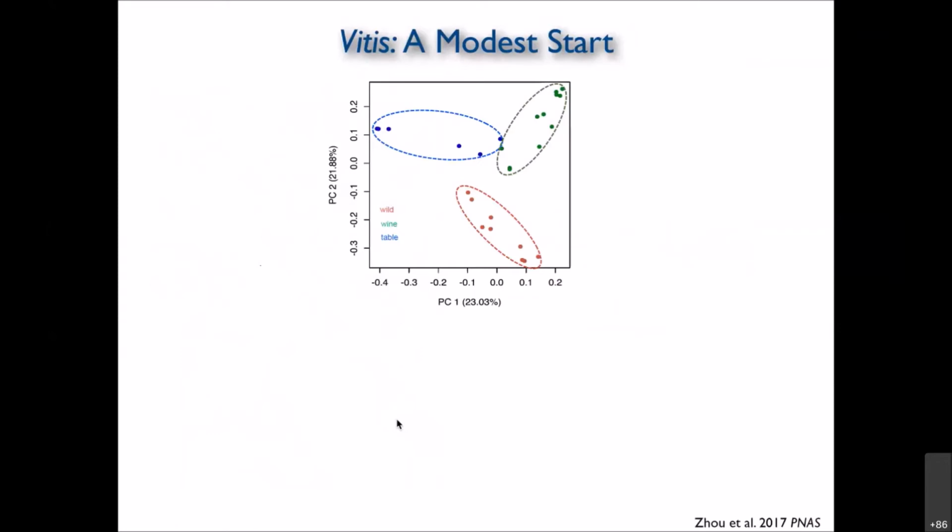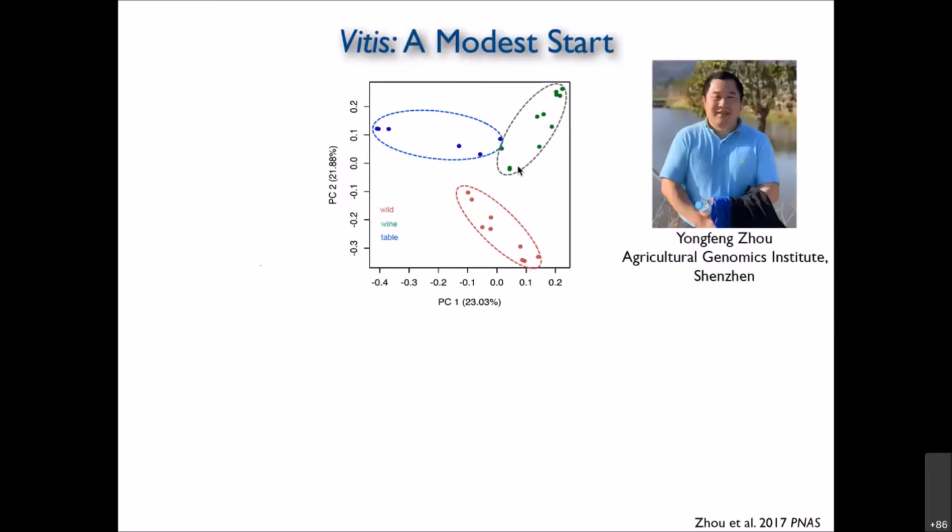So when we set out to start studying Vitis, we thought, let's just start modestly and do something that no one had done. And that's just do a whole genome resequencing study and include some wild grapes, Vitis vinifera sylvestris, or the wild grapes, and the cultivated grapes, wine and table grapes, and just do a population genetic study. And I don't want to go into details about what we did, but I do want to glean a couple of interesting features from it. Oh, by the way, all this work that I'll tell you about in this first section was by a really talented postdoc who now has a professorship in Shenzhen, Yongfeng Zhu.